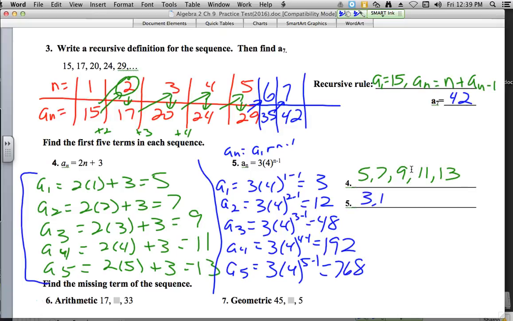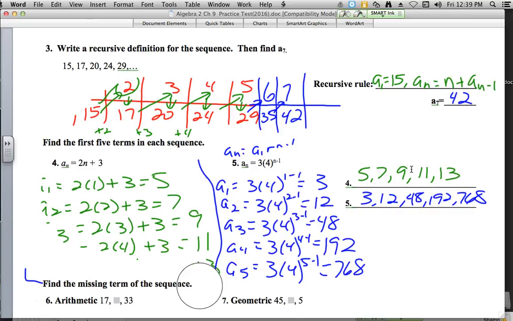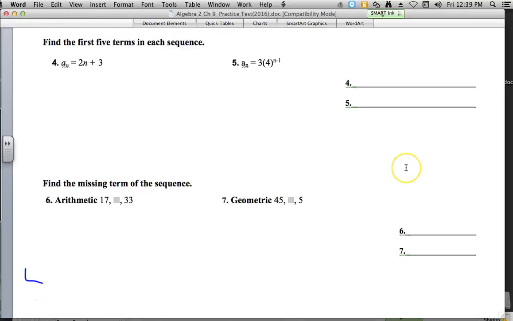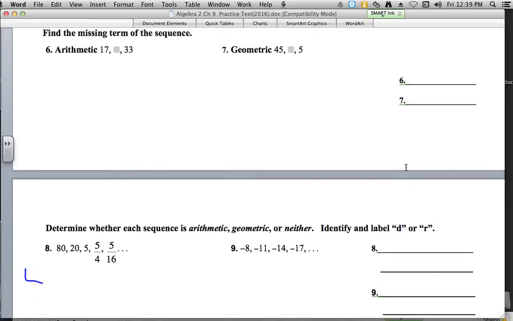And again, make sure you write that with the commas, because that is how we write sequences, like so. All right, good problem. So you can double check your work there. Let me erase here and scroll this up and give you a chance to do some work with 6 and 7. So go ahead and give those two a try.